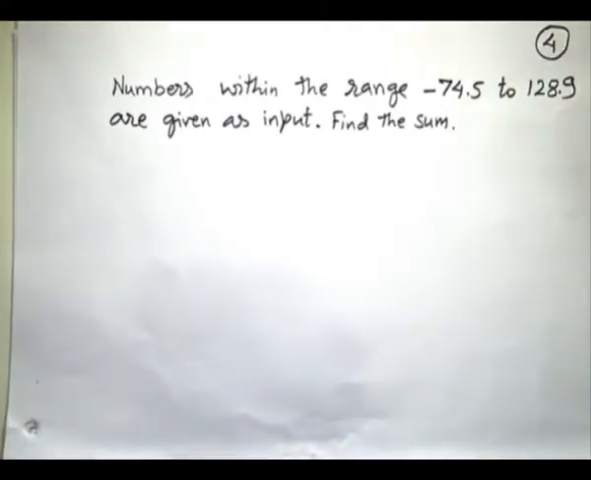Is this problem fairly clear? Somebody wants to add various numbers which are in the range minus 74.5 to 128.9. And I want you to write a program for me. How would I write the program? Forget the hash include something, something using this thing, int, main, etc. We start writing the program itself.